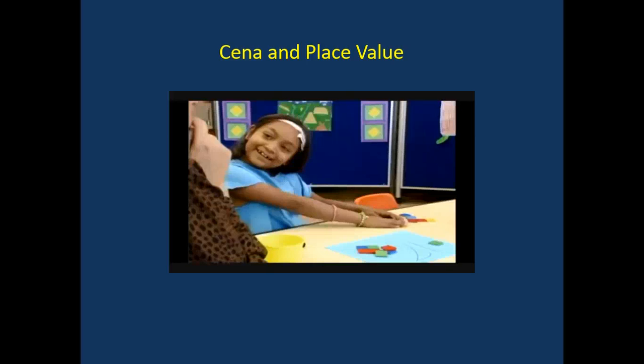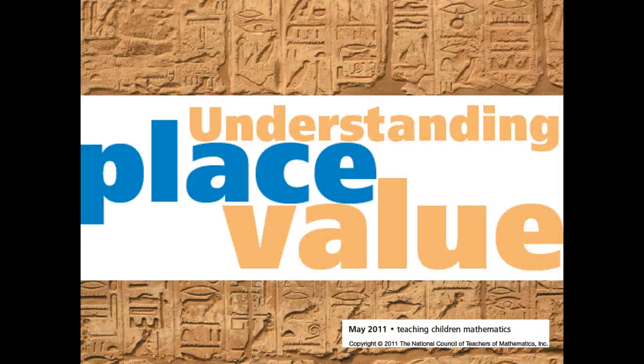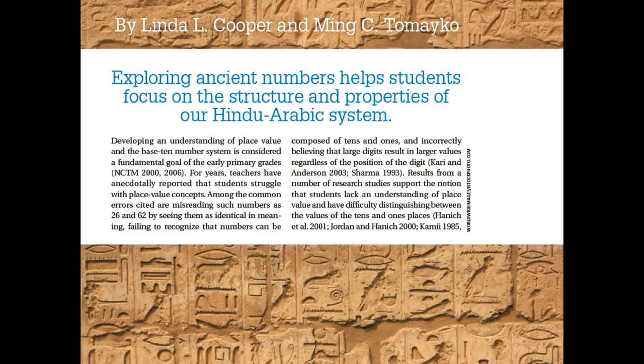So you can see that Sina really doesn't understand what the digits of this number 18 mean, because she has no idea of the importance of place value in that number. So how do we help children understand what place value is all about? Well, there's an interesting article in the May 2011 edition of Teaching Children Mathematics that talks about how exploring ancient numbers can help students understand the place value that we use in our number system.